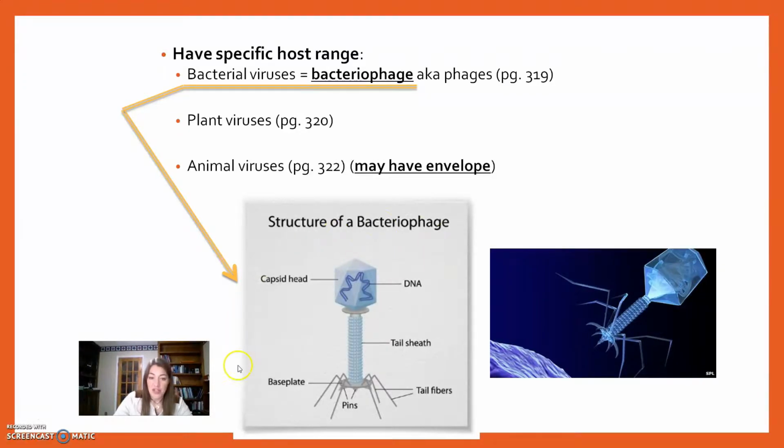Looking at this picture here, this is a bacteriophage. This is what's going to infect bacteria. You can see it has the capsid head and the inner nucleic core here. But you can tell it has this extra part here. This tail sheath is what it's called, and these little pins and legs help them attach to the bacteria. They do not have an envelope, but they do have this other body part down here.